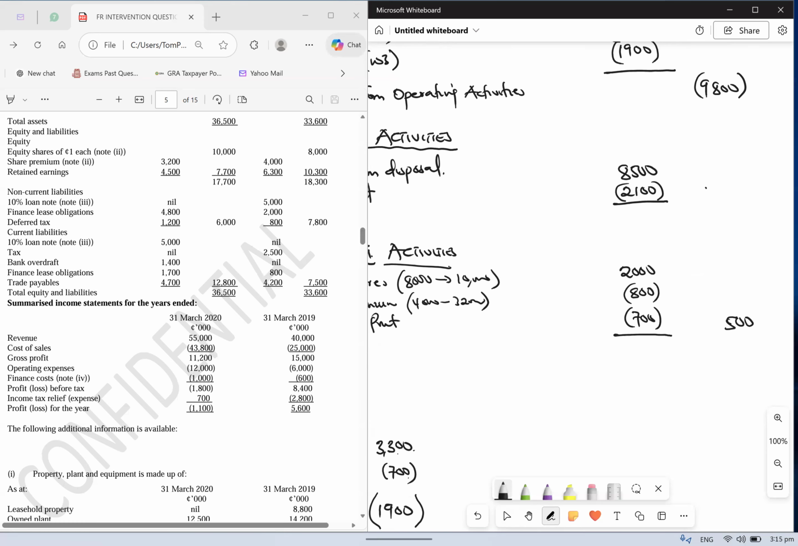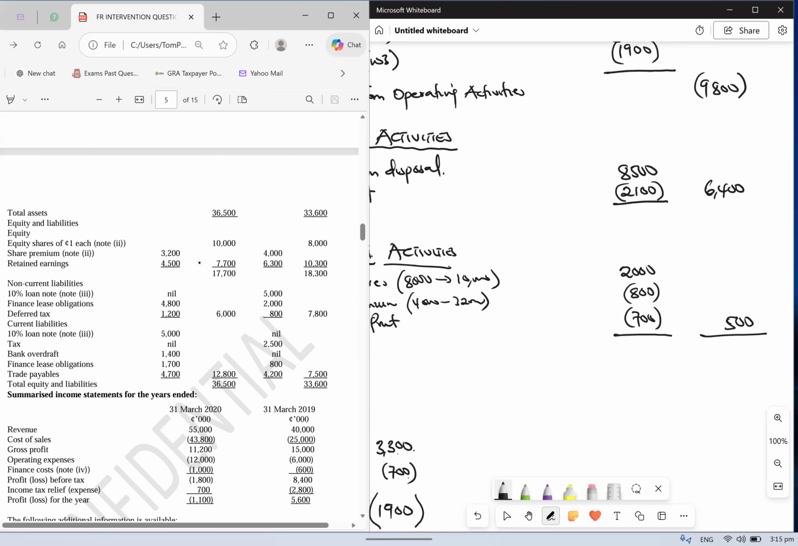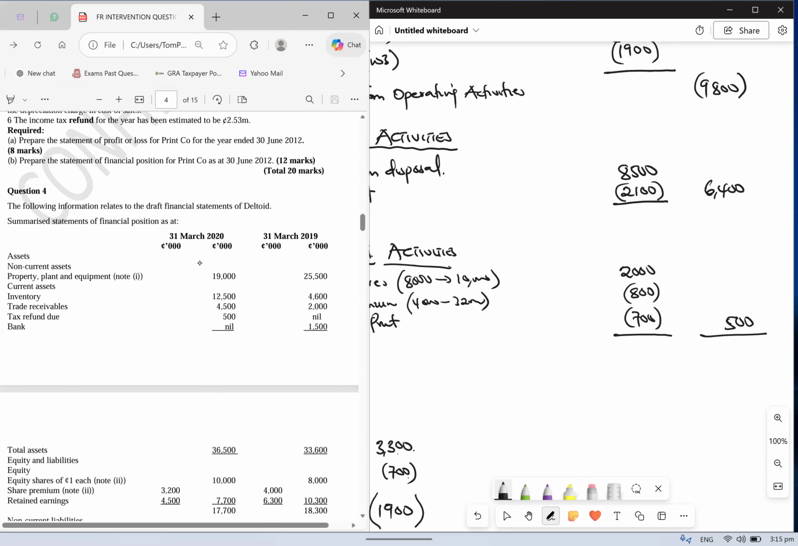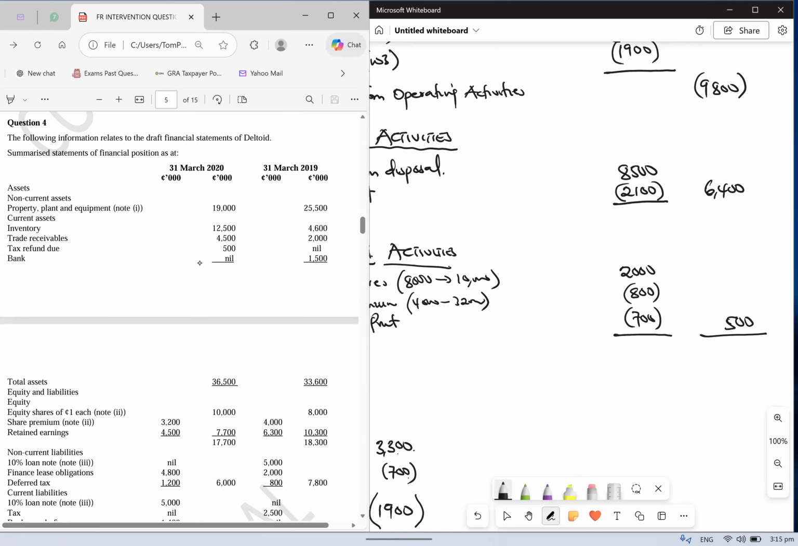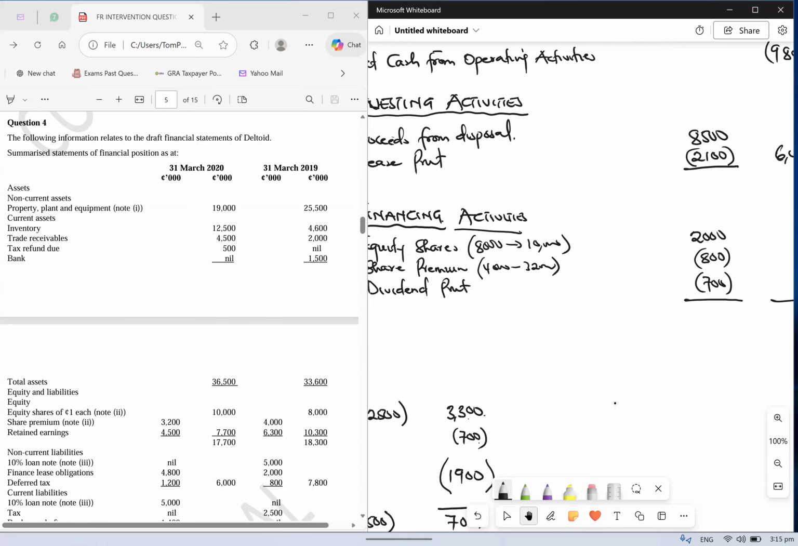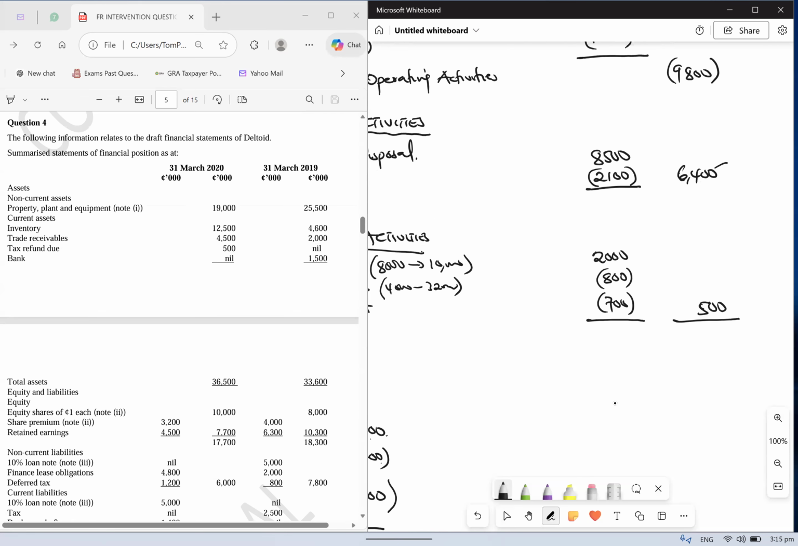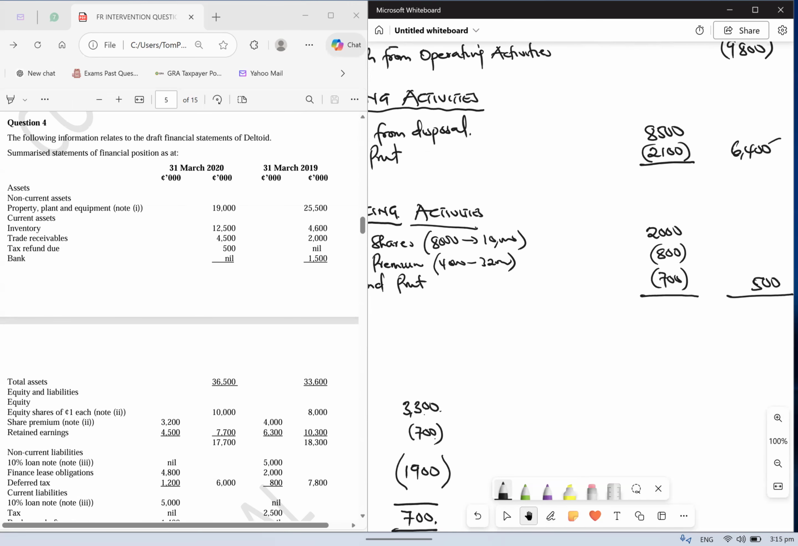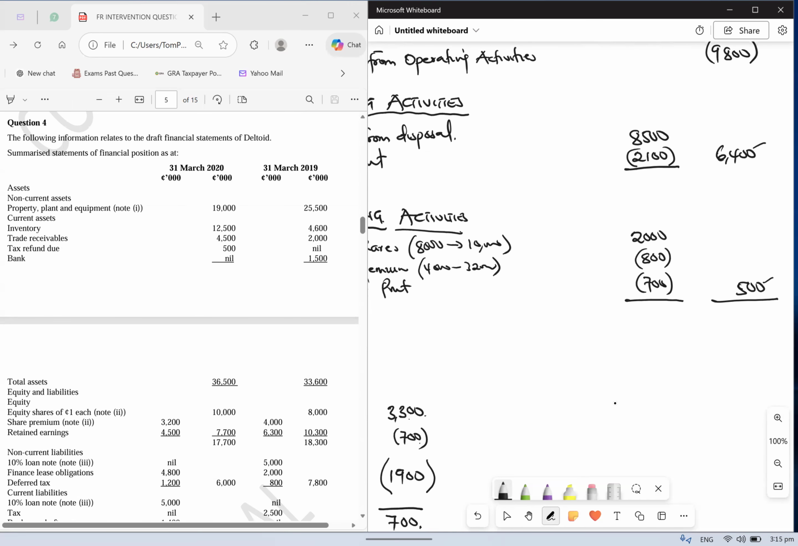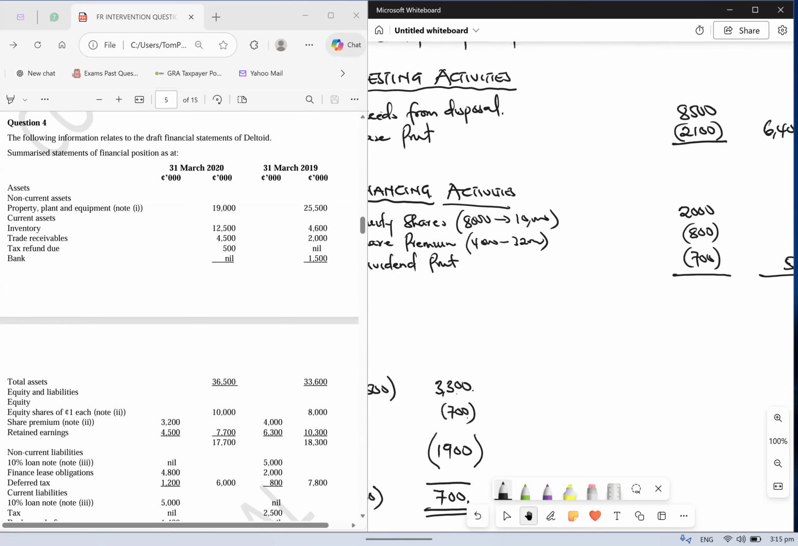6,400. 6,400. Good. So add the 3. So please, at the end of the day, use your pen to tick every item that you've done something on. You've utilized it. That's how you know you are getting close to a correct answer. So this figure is called net investing cash flow, net cash flow from investing activities. This one is called net cash flow from financing activity.